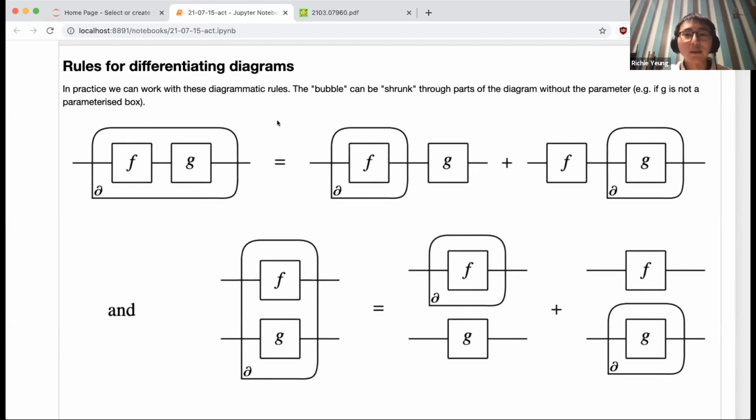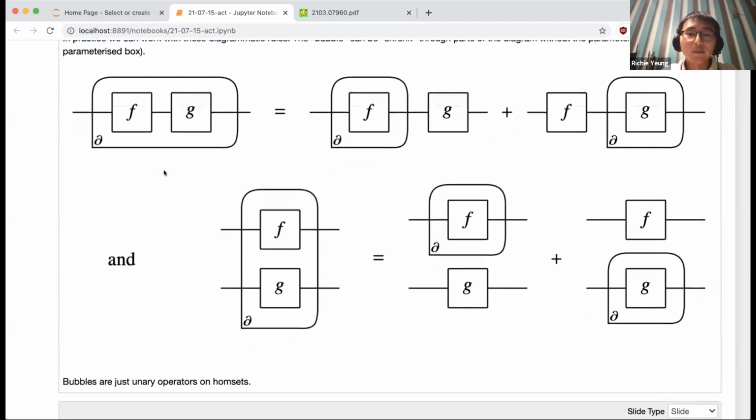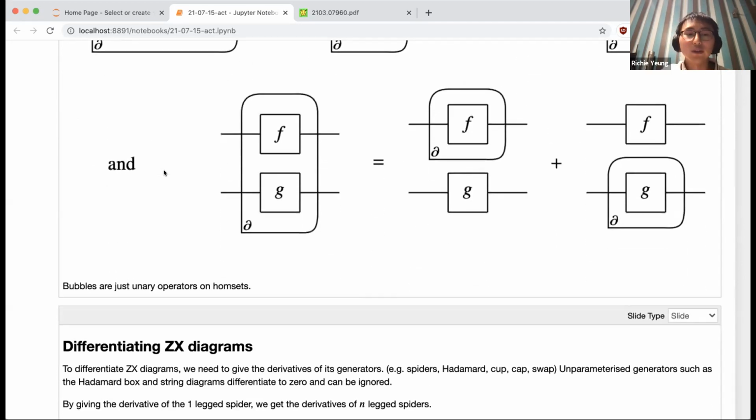So you need to instead use a bubble, which is just a unary operator on Hom sets. So when you apply a bubble on the diagram, you get the bubble wrapped around the diagram. And what the calculus looks like in practice is that you have to apply the Leibniz product rule on both the composition and the tensor product. And it looks like this. So if G is unparameterized, then the derivative of G is 0. So that means these 2 terms are 0. So if you just look at these terms here, it looks as if the bubble can pass through the unparameterized part of the diagram. If you use this in practice on, say, ZX diagrams, it's very intuitive to use.